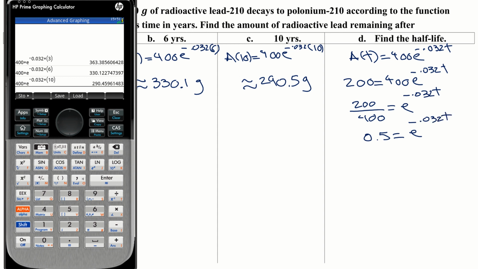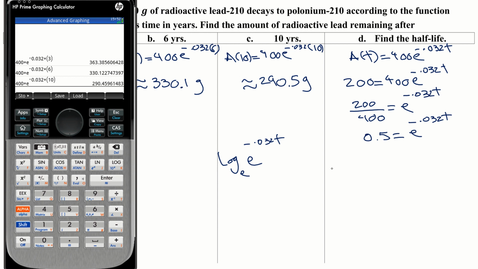All right, in order to solve this, you need to remember that the exponential function and logarithmic function are inverse functions. So basically, if we have e to the negative 0.032 t, and we want to bring that negative 0.032 t out of the exponent position, we're going to have to apply the inverse function, which is log base e of that to both sides.